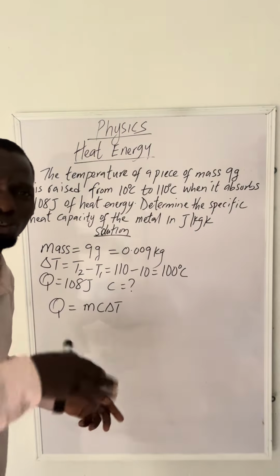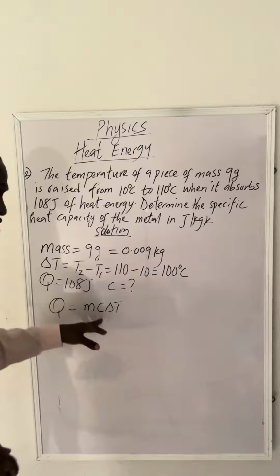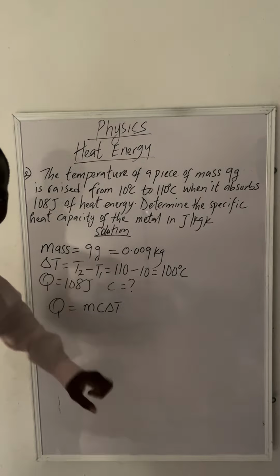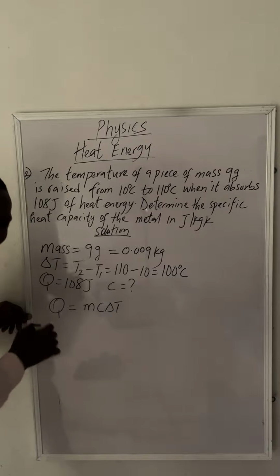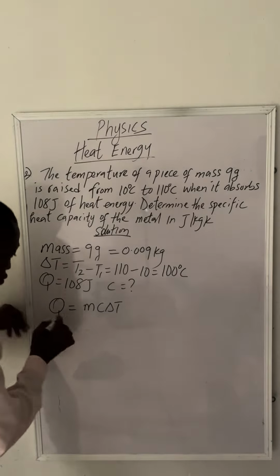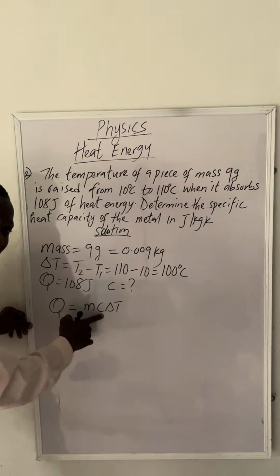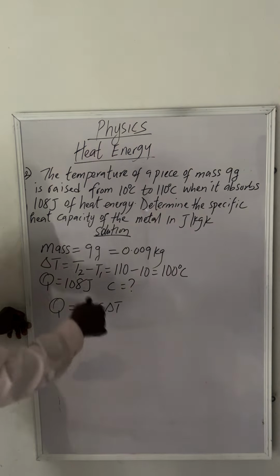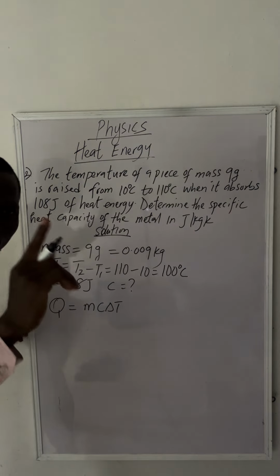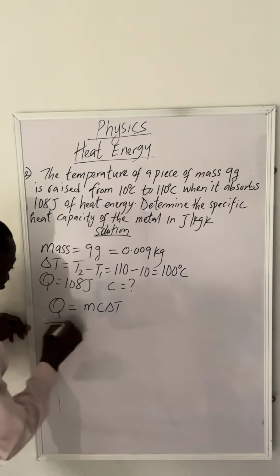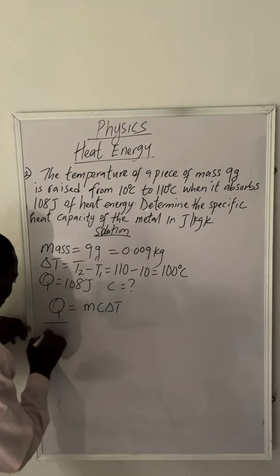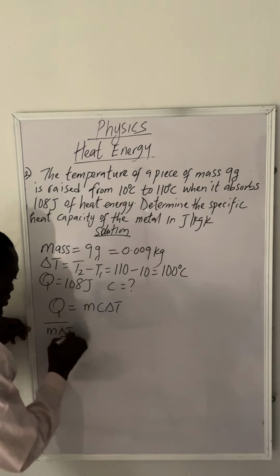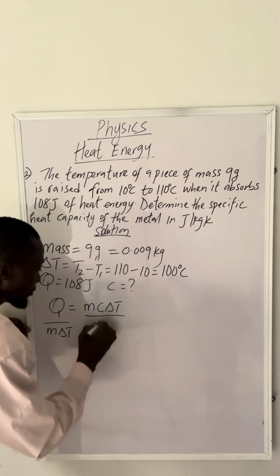So let us use that to divide both sides so that specific heat capacity can stand on its own. Since I'm looking for C, this and this should go, but they can only go by division. So I'm going to divide both sides by M delta T.